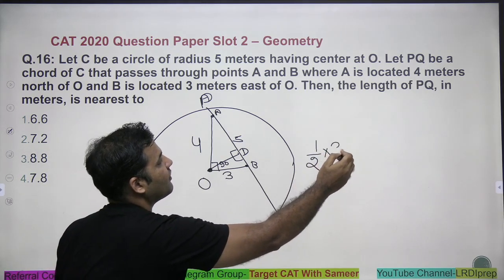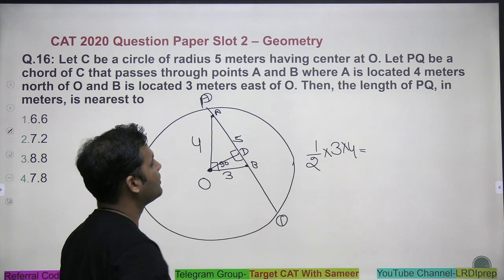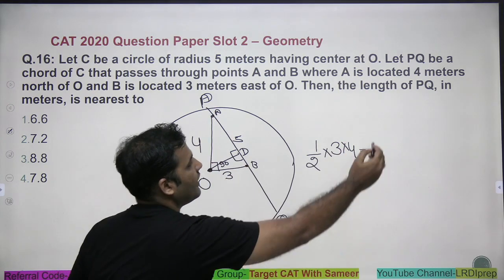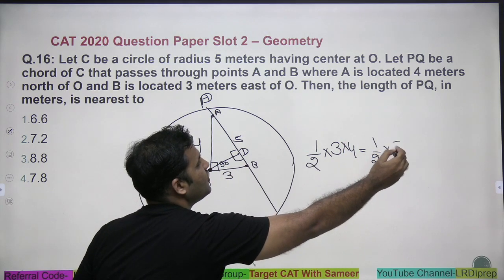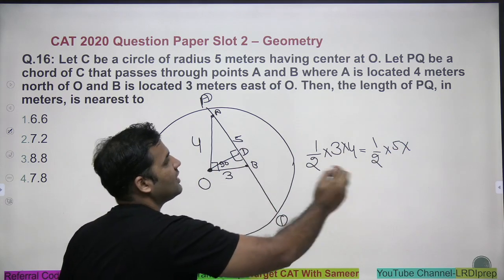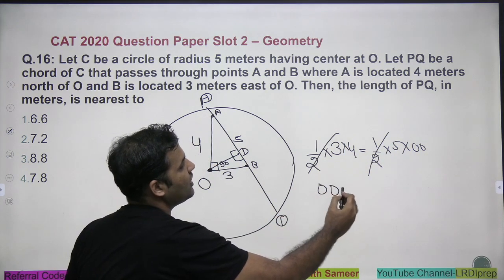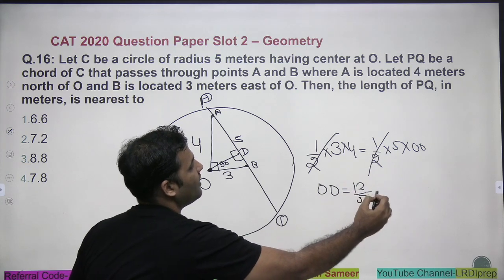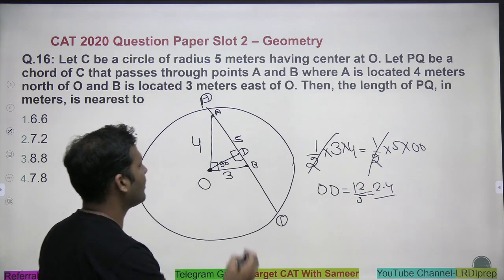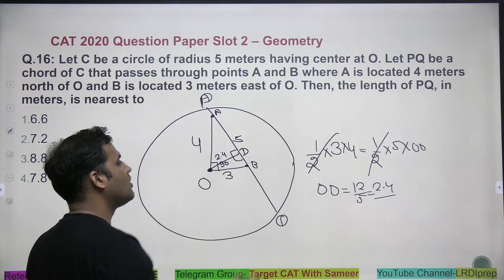Half into 3 into 4 will be equal to half into length AB, which is 5, multiplied by the length OD, which I am supposed to find out. This gets cancelled. So OD will be equal to 12 upon 5, which is equal to 2.4. Now this length OD is equal to 2.4.